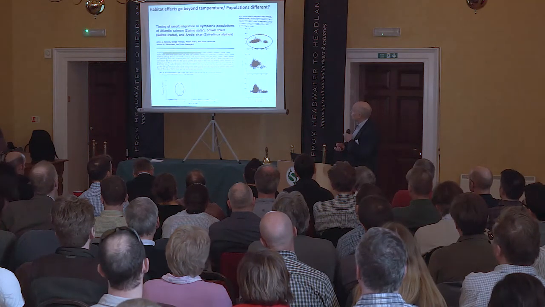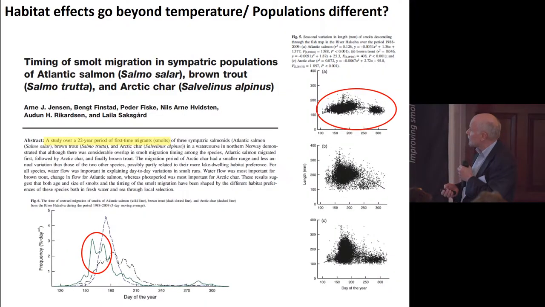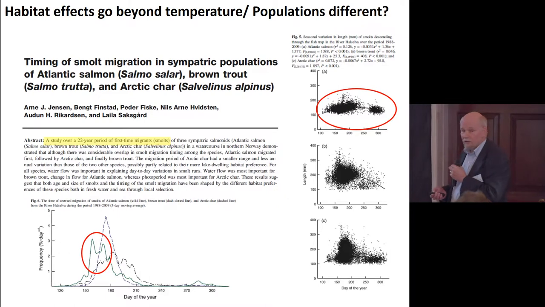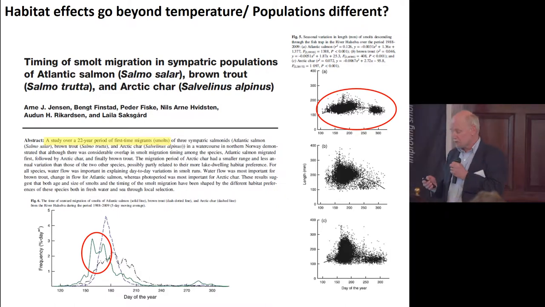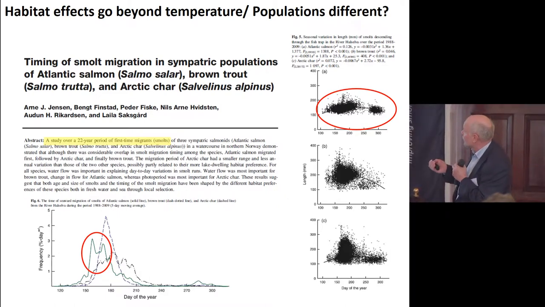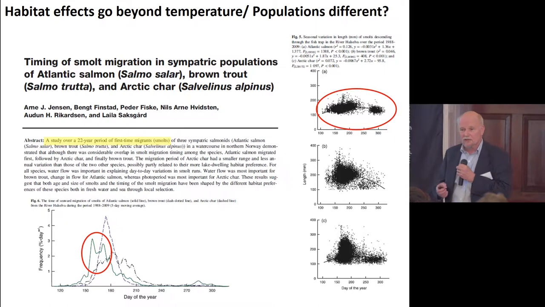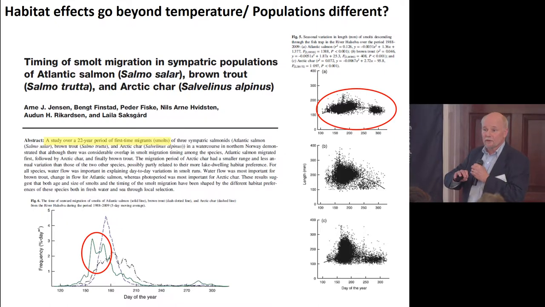Here's a study that was done more recently, Arne Jensen and his group in Norway, and they looked at a 22-year data set. Looking at it from an adaptive perspective, the thing that interests me here is this is Atlantic salmon, this is brown trout, this is Arctic char. And this is the relationship between length and the day of the year. They were mostly interested in seeing whether length changed with the time of migration.